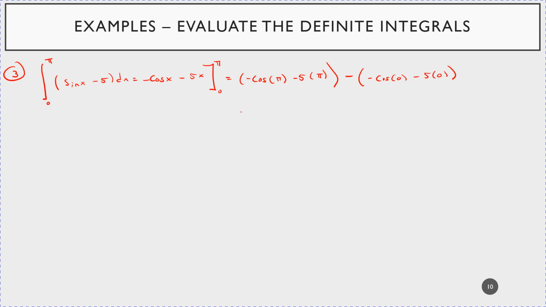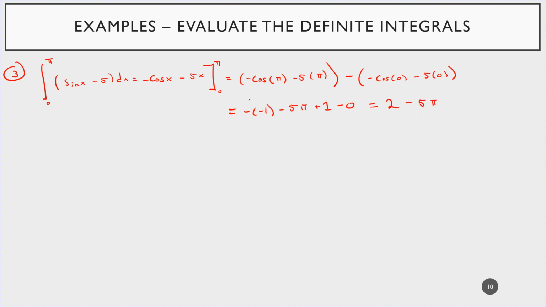So now you just need to clean this up. And this is where you just got to be very meticulous. Cosine of pi is minus 1. So it's minus 1 minus 5 pi. Distribute the negative here. Negative becomes positive, and cosine of 0 is plus 1. And then this is just 0. Well, negative is a positive, so you have 1 plus 1. This gets me 2 minus 5 pi.